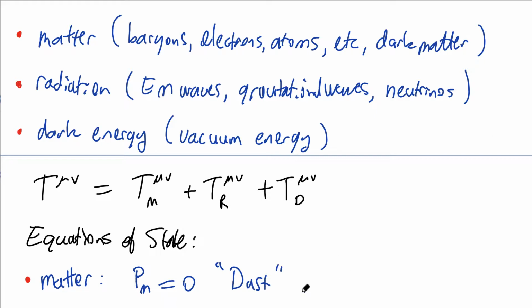So the stress energy momentum tensor for the ordinary matter is just the energy density of the matter times the 4 velocity u mu u nu.